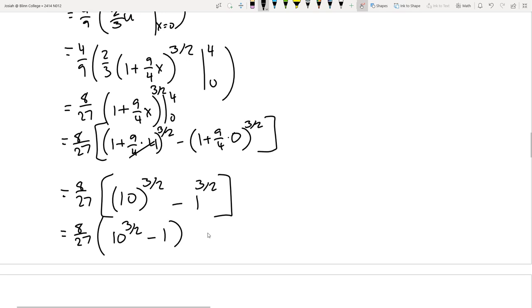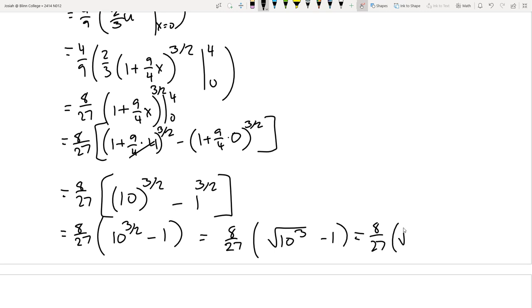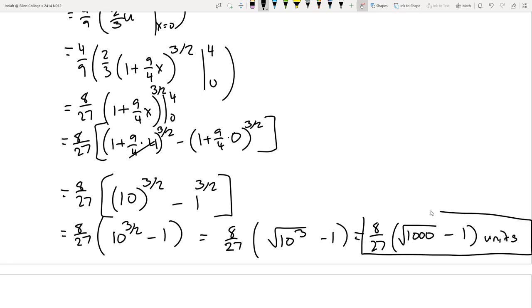We can rewrite this so it looks a little cleaner. 8 over 27, root 10 to the 3rd, minus 1. We could even go a little further and write that as root 1000 minus 1. And this would be a length, so we are just talking about units here. And that's going to be our answer. All right, so that's how an arc length problem will look at the most basic level. We've got a few tricks that we can throw in there.